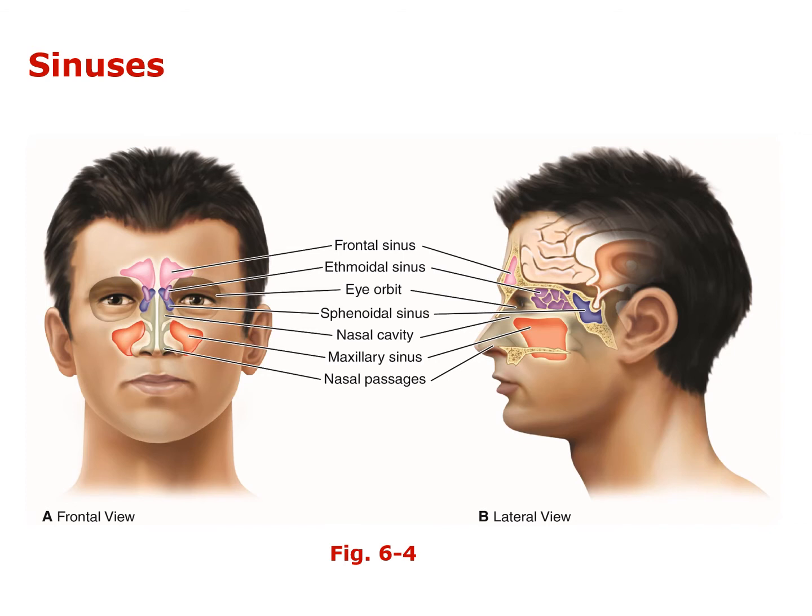Now, the ones that get infected are typically the maxillary sinuses on either side of the nose because they actually open up into the nasal cavity and it gets plugged with mucus, and those can get infected and just stuffy and everything. The others are closed sinuses, less likely to get infection in them, but it can still happen.